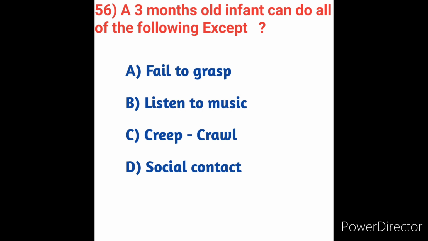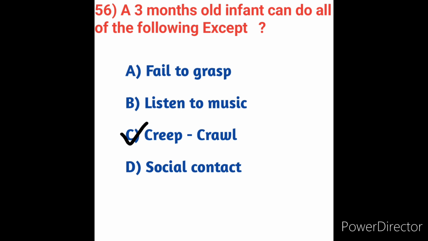Fail to grasp is not there. A 3 months old child does not develop creep and crawl, so option C is the except here. What is creep and crawl? It means to move slowly, in the case of people or animals, with the body near the ground. A 3 months baby can't move from one place to another. So creep and crawl is the exception among 3 months old milestones.